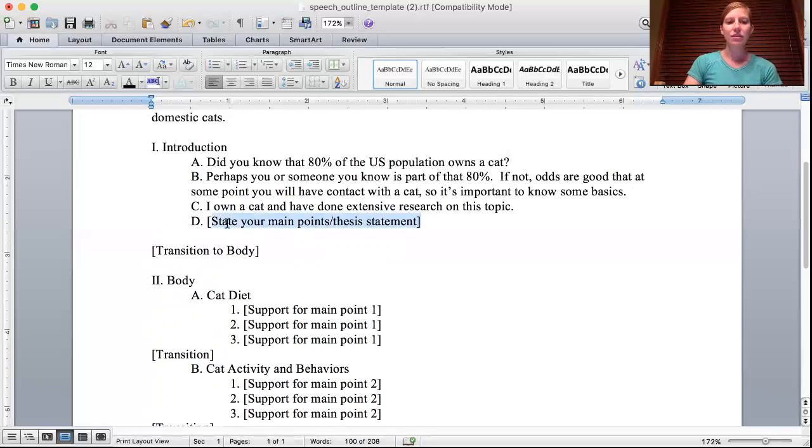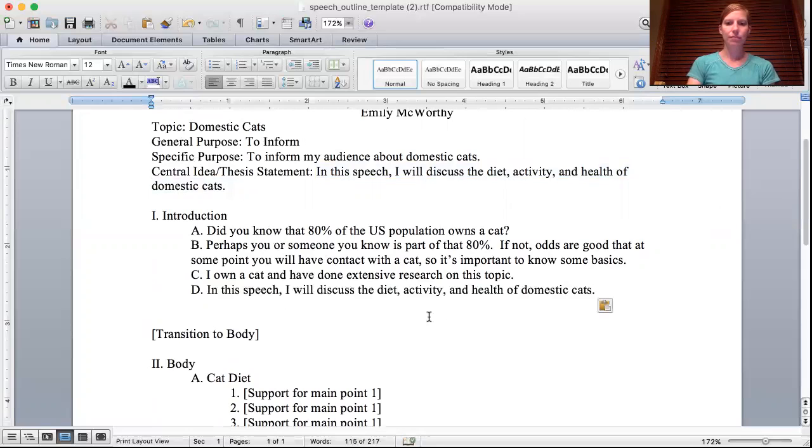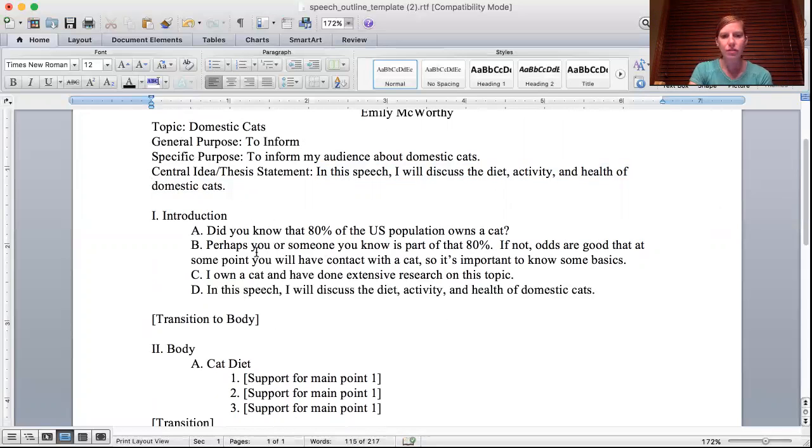Then we say our three main points again. In order to do that, I'm just going to come up here and copy and paste this. So this is my introduction. We started with the attention getter. We related to the audience. I've established my credibility, and I've stated my three main points.